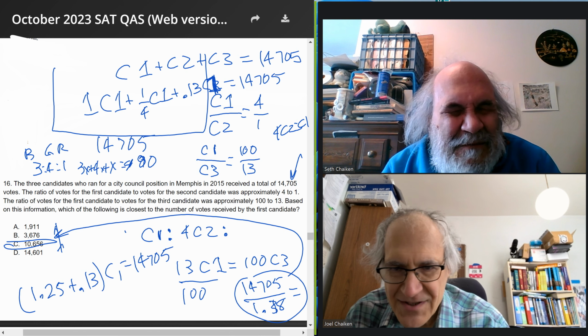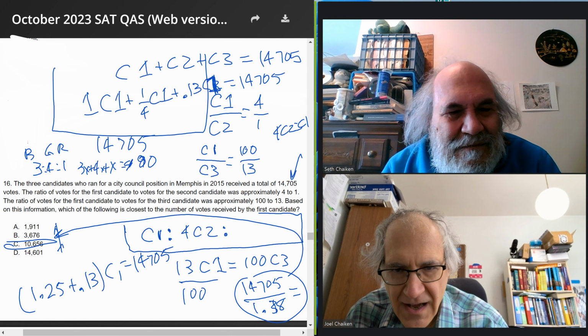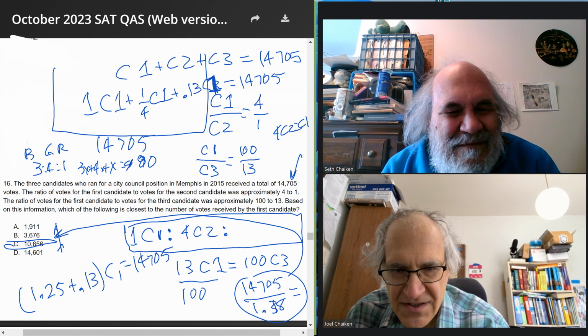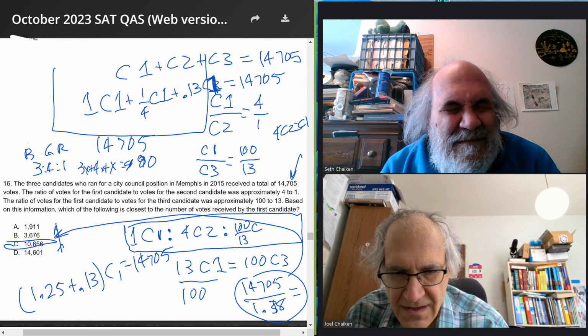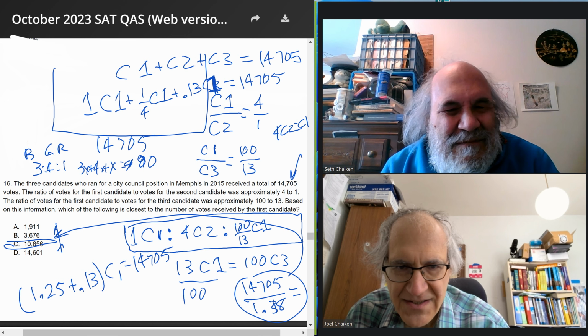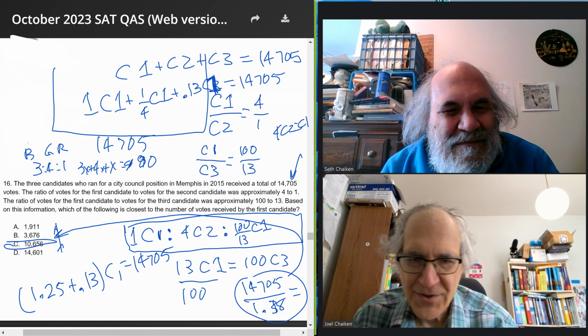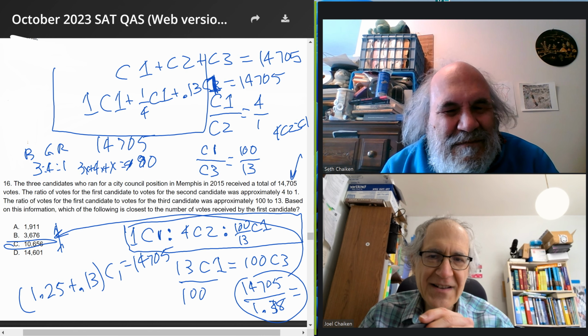So that's where I was heading here. I was going to do C1 is to C2 is to C3, 1 to 4 to 100 over 13. I'm solving for C1. Now C3 is in terms of C1, and these are the ratios 1 to 4 to 100 over 13. And I would do 1x plus 4x plus 100 over 13x equals 14,705. Probably a stupid way to do it.